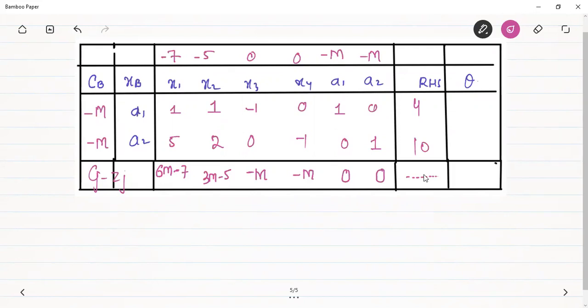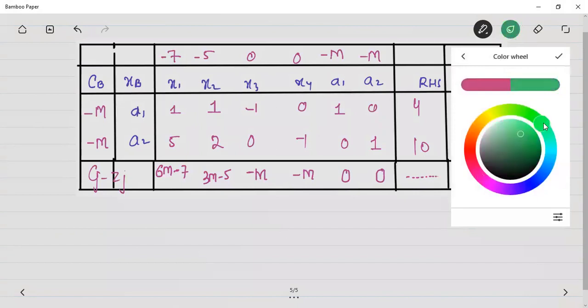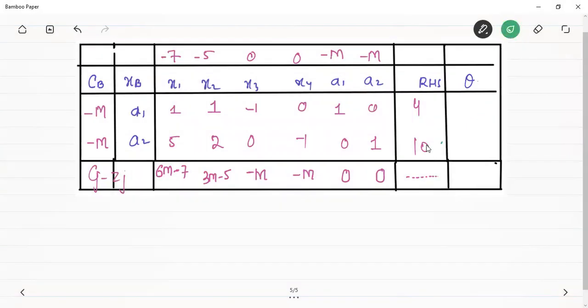Now, can you say what is the entering variable here? What is the entering variable? What will be the entering variable here? Okay, this is not the optimal solution because all Cj minus Zj are not negative. Some are positive. कौन सा positive है? 6m minus 7 and 3m minus 5. Because m is a very large number. ये 5, 10 नहीं है. It is in the lakhs, 10 lakhs, crores. ठीक है? It is a very large number. Therefore, this number will always be positive.